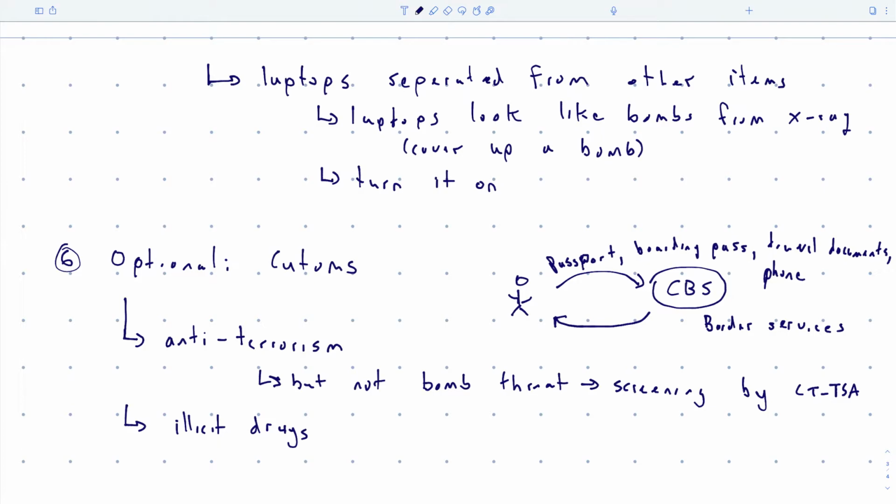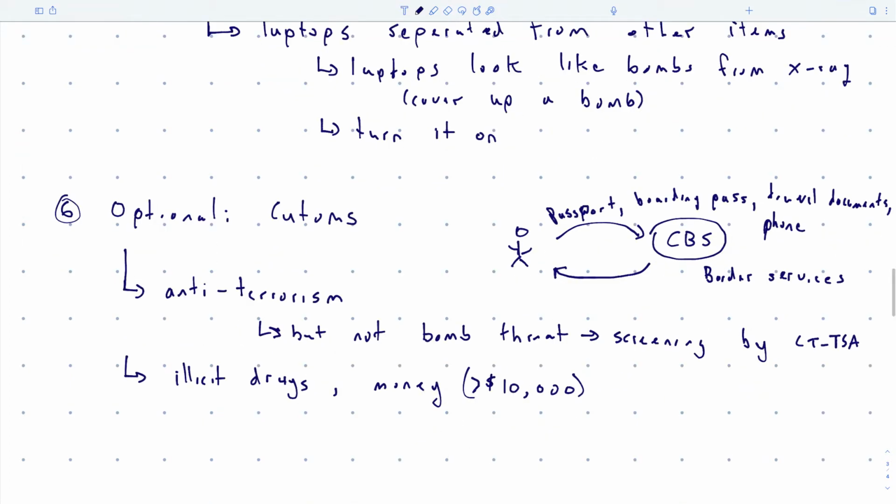There's lots of other things that they look for. So one thing is large amounts of money. Generally the rule is you're not allowed to carry $10,000 in cash or more. That might differ based on the country, but that's sort of the general rule that's used a lot.